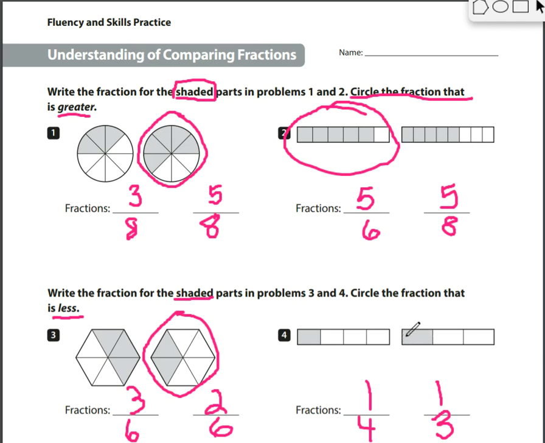Look at this shaded piece. It's pretty large. And then when we compare it to this piece, this is a smaller piece. We're looking for more unshaded than shaded. We are looking for less shaded portions. So when I compare these, I can see that this is the less or smaller fraction.